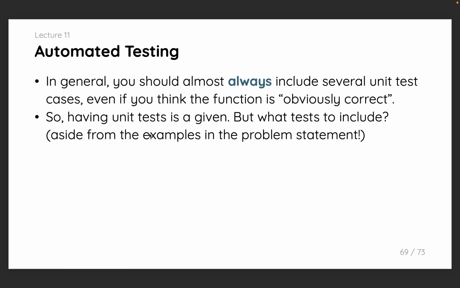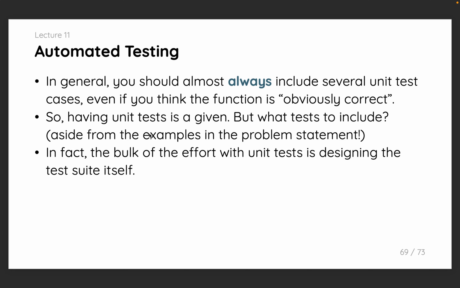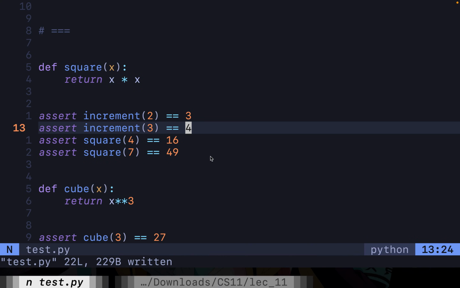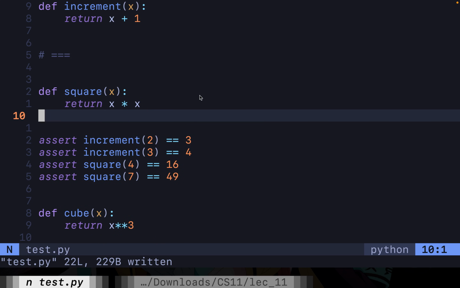So that brings us to the question. We know we have to make unit tests, but what kind of unit tests should we be making in the first place? Okay, so the bulk of the effort of unit tests, how we test your programs on OJ for example, the main difficulty is actually designing a good test suite or a good set of test cases. When we say a good set of test cases, what do we mean by that? So first is your typical cases, like what we have over here. Just give it some relatively small inputs, then see that it works for those inputs.